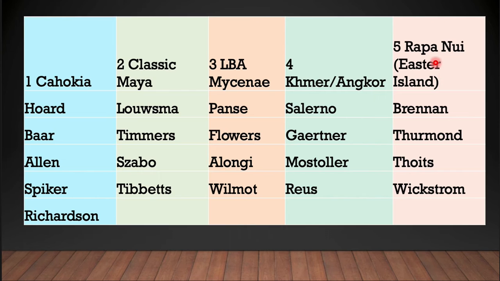And then finally, another great example of collapse that is used by archaeologists is what's usually called Easter Island, but what the people who live there call Rapa Nui. This small remote island in the Pacific faced a collapse. I'll talk a little bit more about that. So here are the groups.